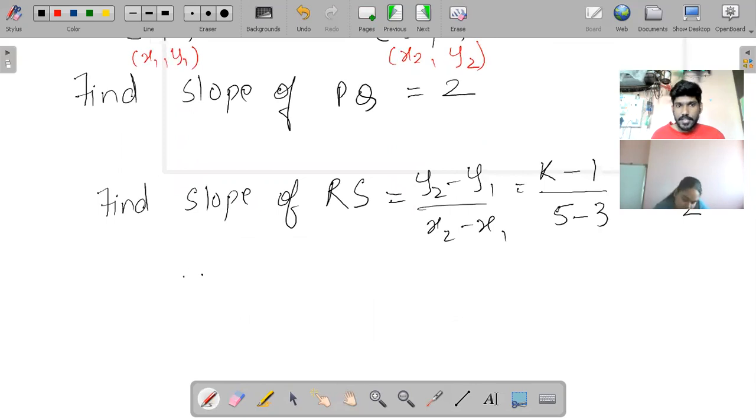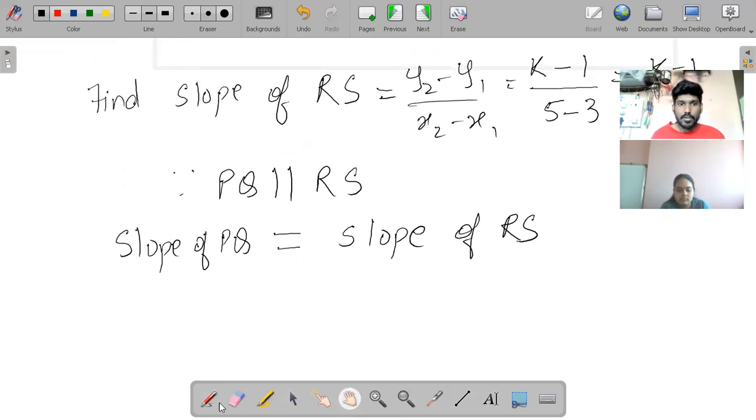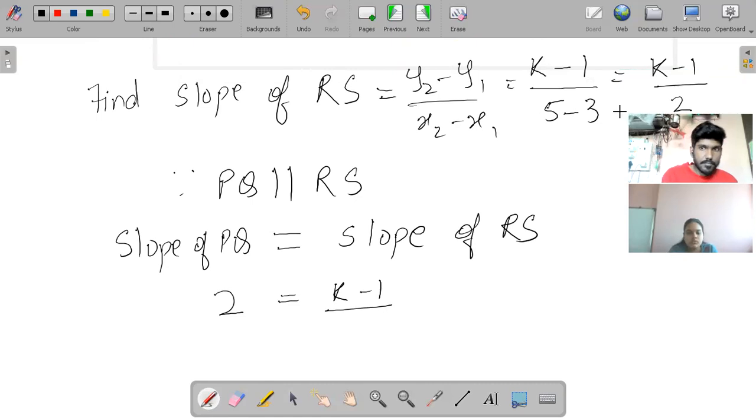Now, since PQ is parallel to RS, slope of PQ will be equal to slope of RS. So the slope of PQ you found out is 2. Slope of RS here is k minus 1 upon 2. Okay.